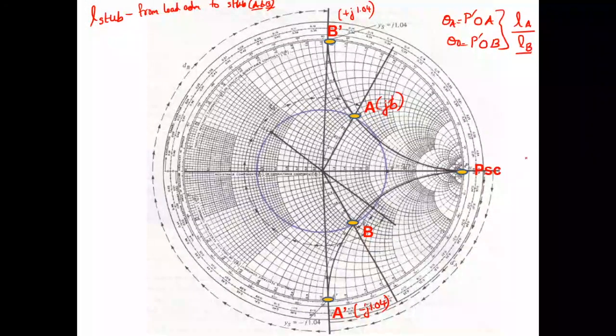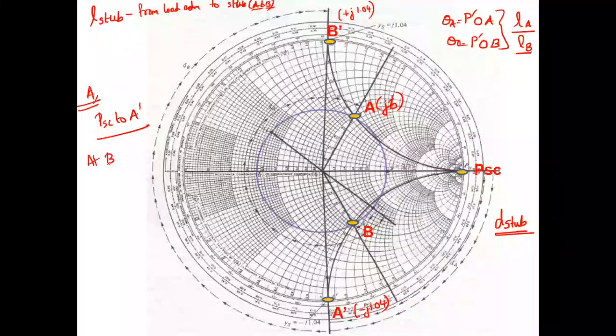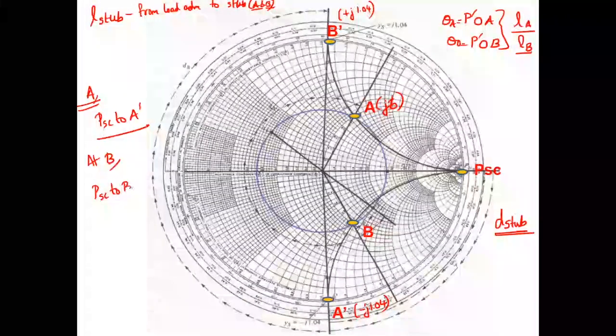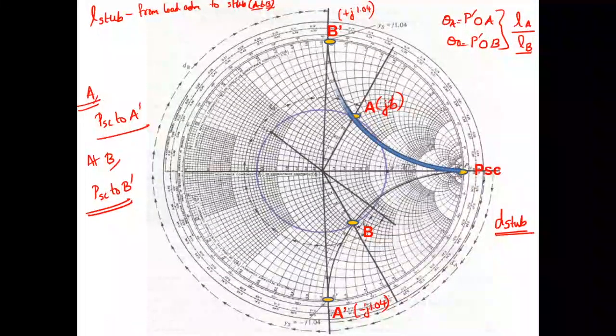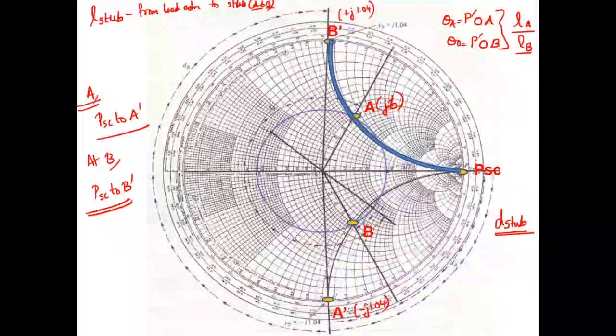Now how to calculate the length of the stub? The length of the stub is given by D stub. So corresponding to point A, you have to calculate the angle from PSC to A dash. Similarly, if the stub is at point B, then the corresponding length of the stub should be to B dash. That means PSC to B dash, both in the clockwise direction. That's shown here. So this is the logic why we take A dash and B dash.